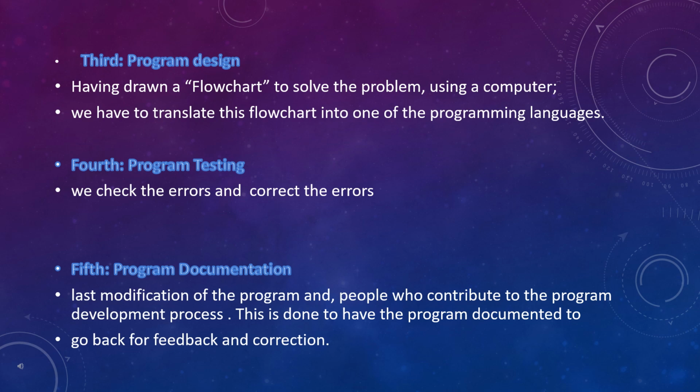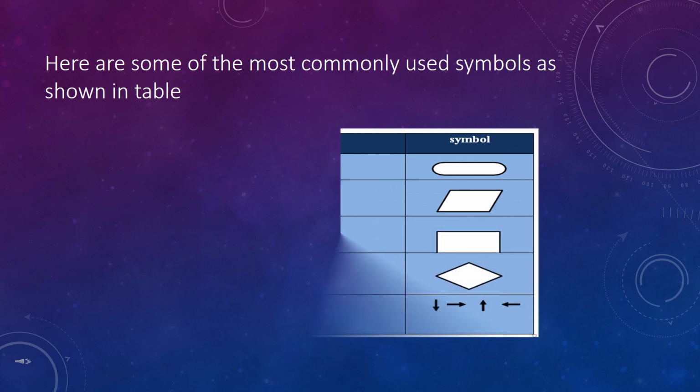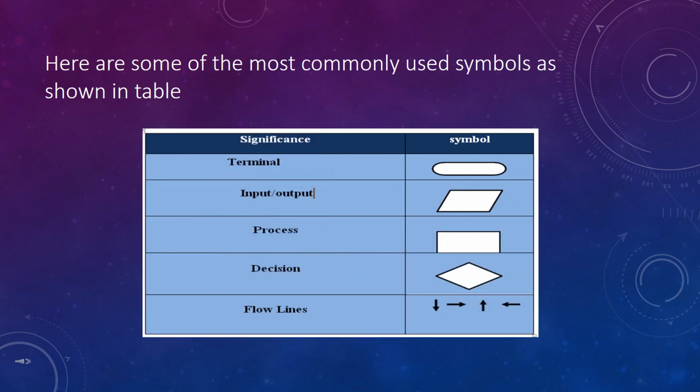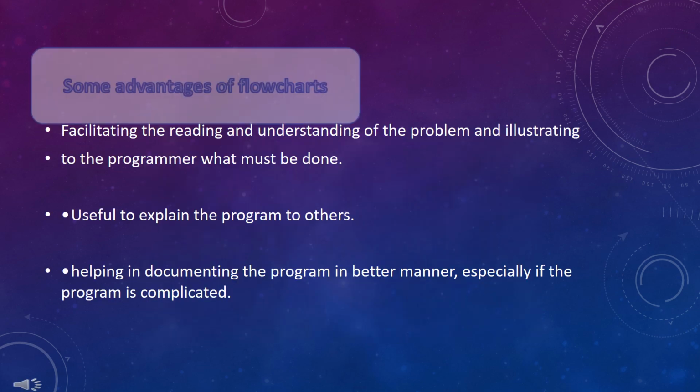Fifth, program documentation. Last, modification of the program and the people who contribute to the program development process. This is done to have the program documented to go back for feedback and correction. Here are some of the most commonly used symbols, as shown in the table.